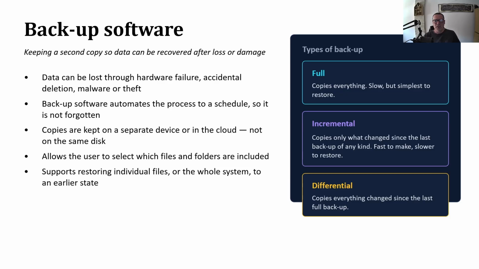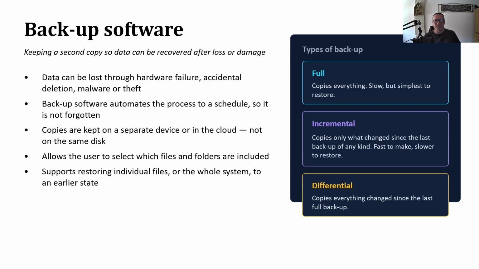Incremental backups copy only the things that have changed since the last backup of any kind. So for any kind of backup you've done, it's going to say what was changed since then, and it only copies that. So they're fast because they're normally only doing a small amount of data. But then again, it's slower to restore because you have to look at multiple incremental backups to get back the whole picture.